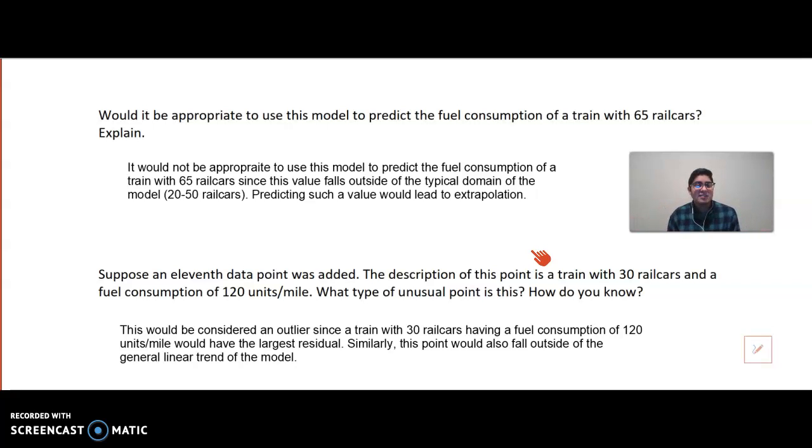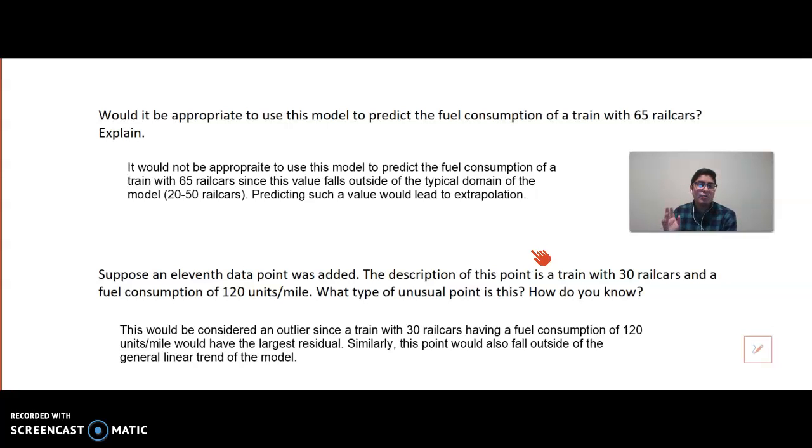And then lastly, an 11th data point is added. This didn't actually happen, but what if? The description of this point is a train with 30 rail cars and a fuel consumption of 120 units per mile. What type of unusual point is this? How do you know? Recall we have 3 unusual points. We have outliers, which have the largest residual. We have high leverage points, which tend to be outside of the domain. And we have influential points, which significantly impact the correlation coefficient.